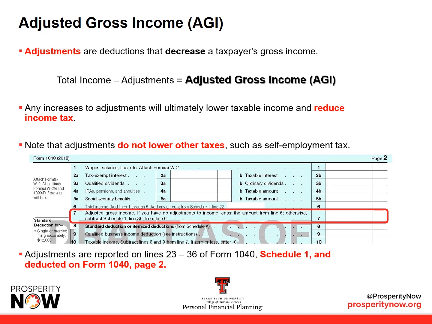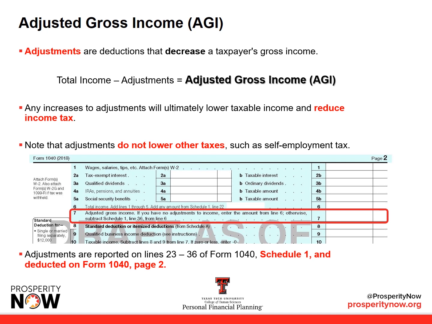Adjustments are deductions that decrease a taxpayer's gross income. Total income minus adjustments equals total adjusted gross income. Any increases to adjustments will ultimately lower taxable income and reduce income tax. Note that adjustments do not lower other taxes, such as the self-employment tax.